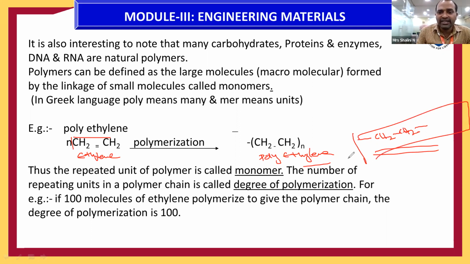Now the degree of polymerization means how many monomers are involved in the polymerization process. That is called the degree of polymerization. Suppose 100 ethylene molecules are present, so the degree of polymerization is 100. If 1000 ethylene molecules are involved in the reaction, then the degree of polymerization is 1000.